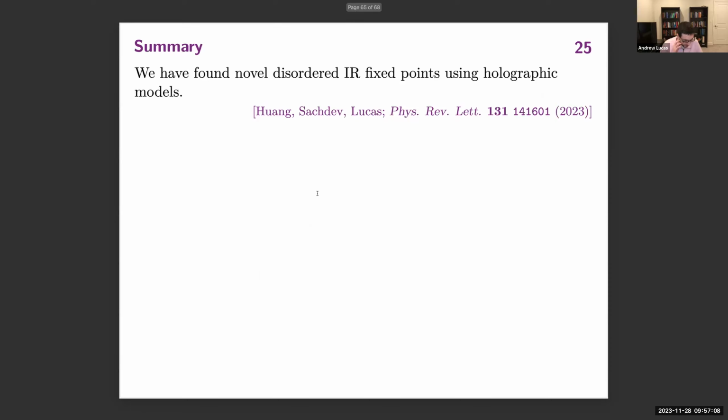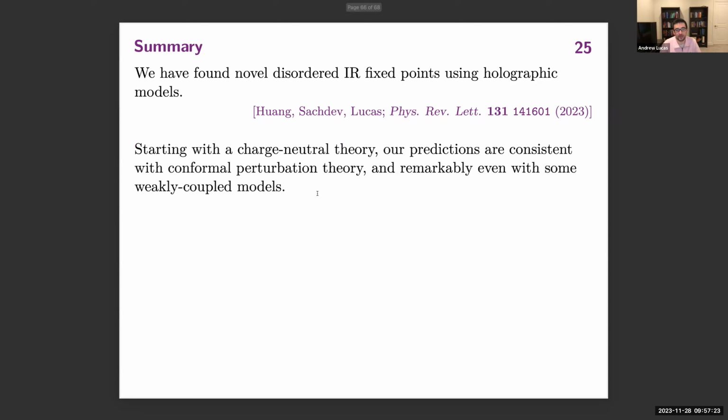Yeah. All right. That's basically all I wanted to say. So let me just quickly wrap up. We found new disordered IR fixed points in holography. And at least for the CFTs, we also now have these conformal perturbation theory arguments to justify the physics at our fixed points.